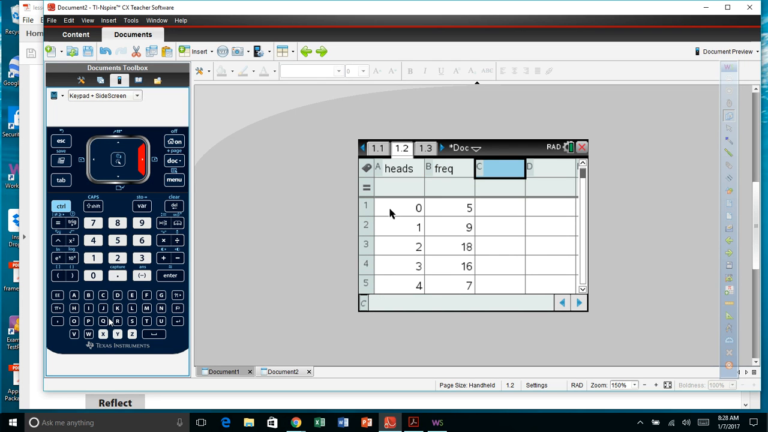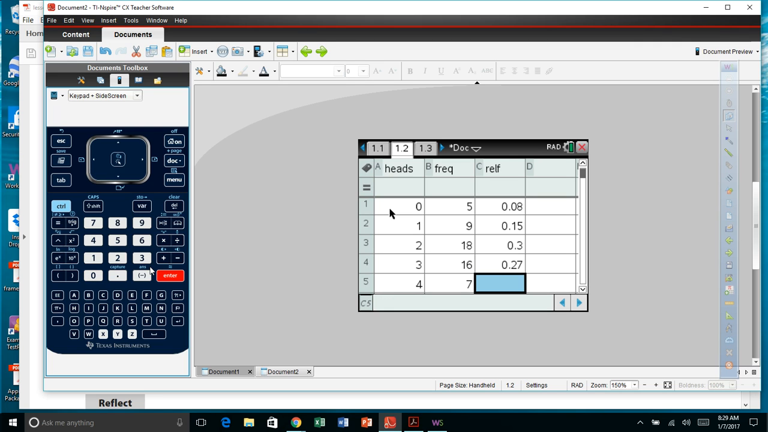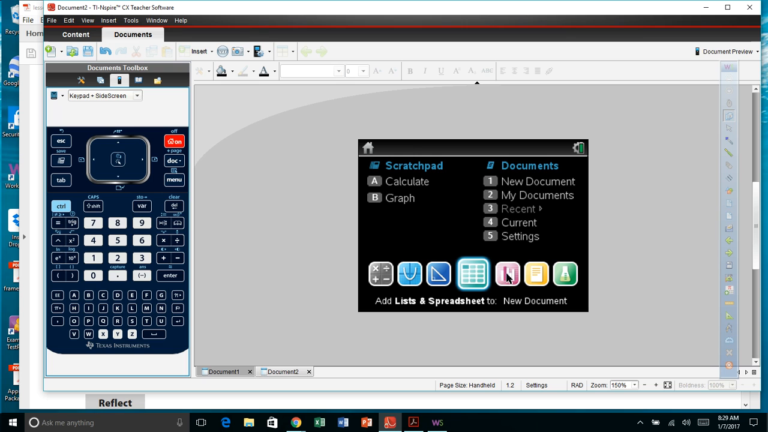All right. And then over here, we'll put relative frequency. So we'll do REL and F for relative frequency. And we got 0.08, 0.15, 0.30, 0.27, 0.12, 0.08. Go back up in your data, and let's go to our graph where the bars are.